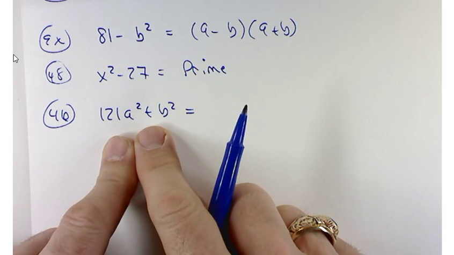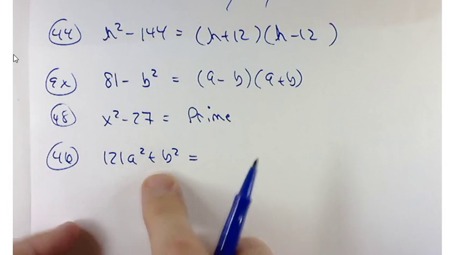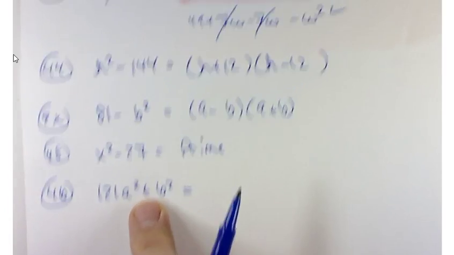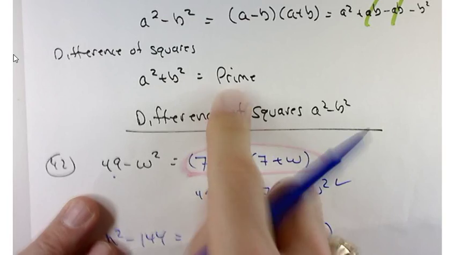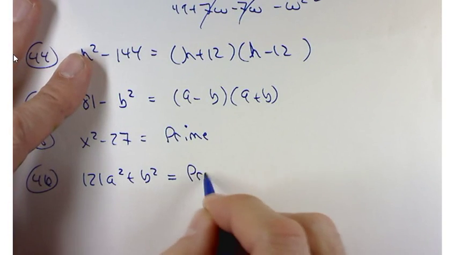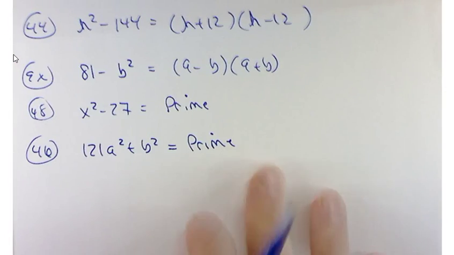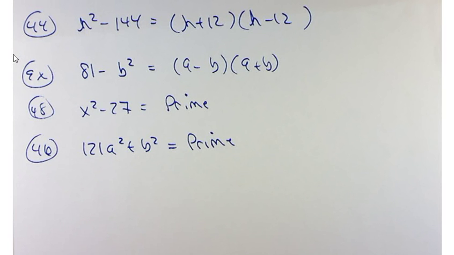You got a sum here. Sum of squares is prime. That was easy. That's all you have to write. Prime. Only when it's negative can you factor those things. Jackie, question? You got it? Okay. You're just thinking, wait a minute, that's it? It's too easy. All right.